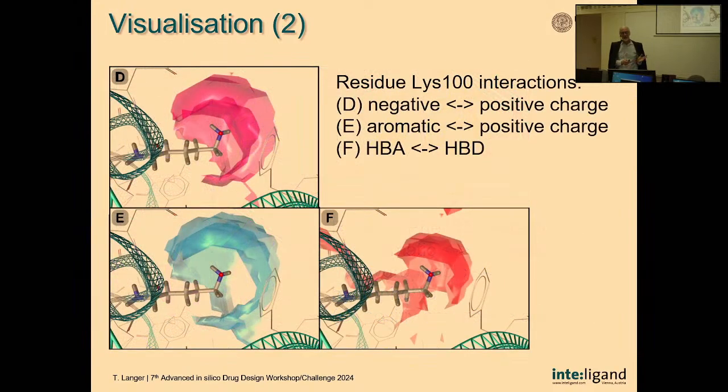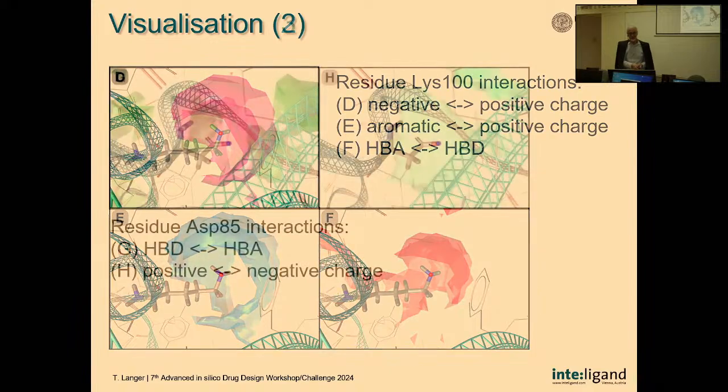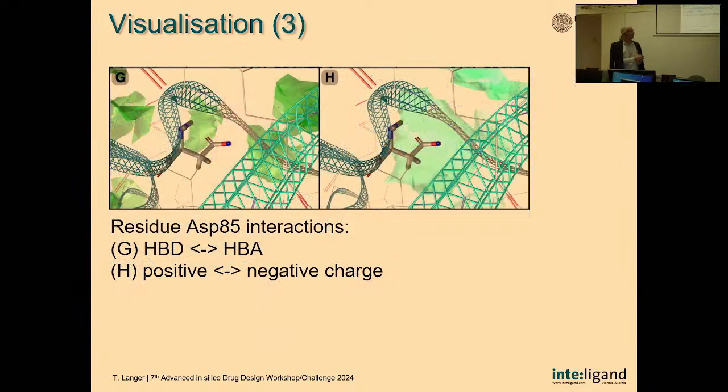Same thing for negative, positive charge, aromatic positive charge, and H-bond acceptor, H-bond donor here. So each amino acid, you can see, creates some areas where the amino acid wants to have some interactions. The same thing goes, for instance, for this aspartate here, where we can see regions for H-bond donor, H-bond acceptor, and positive and negative charge. So we have a whole picture of the trajectory based on pharmacophore interaction probabilities.